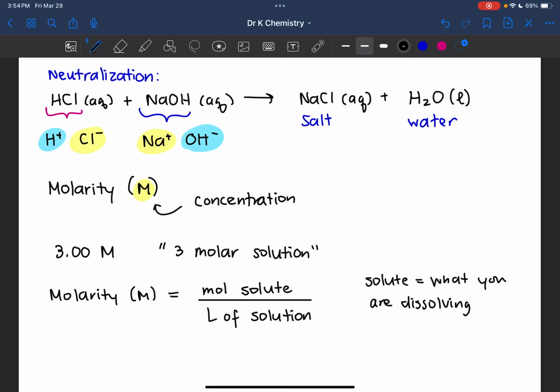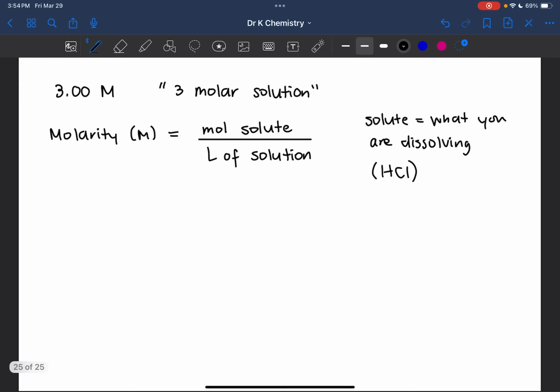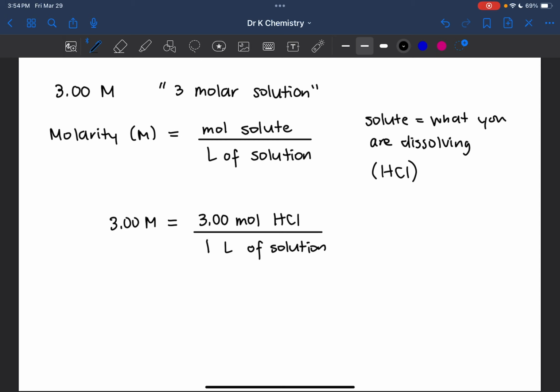So let's say that we're making a 3 molar acid solution. We would be dissolving hydrochloric acid in that water. So hydrochloric acid would be the solute. And a 3 molar solution would indicate that we have 3 moles of hydrochloric acid dissolved in 1 liter of solution. So that is the definition of molarity. Effectively, what this means is that the higher the concentration of your solution, the more hydrogen ions we are generating.